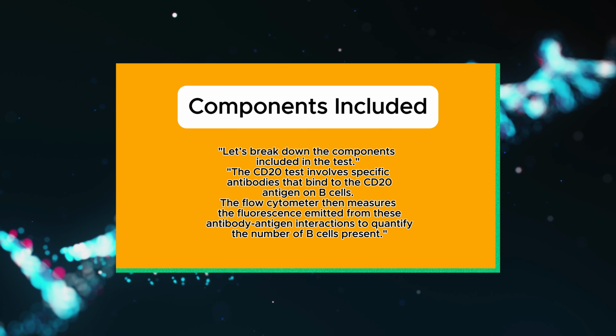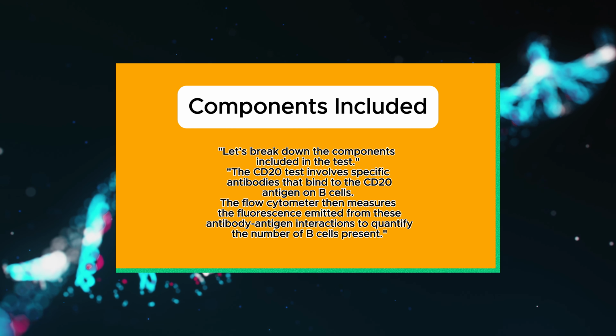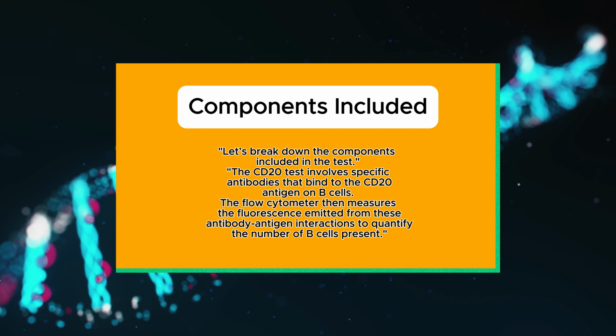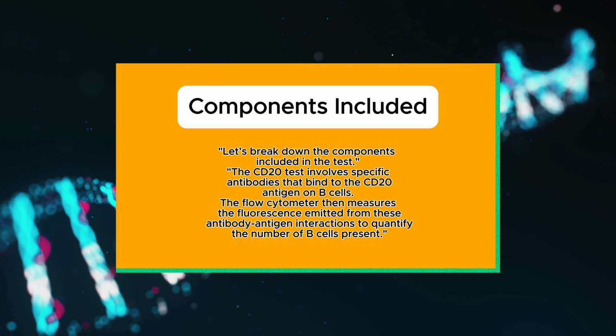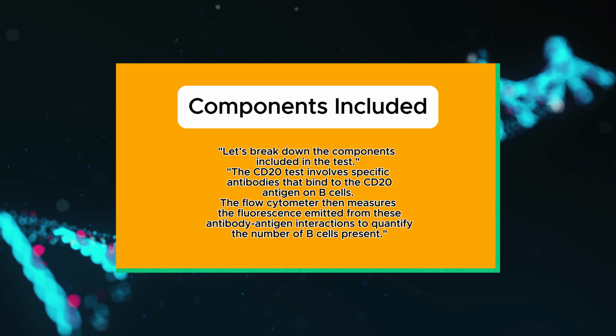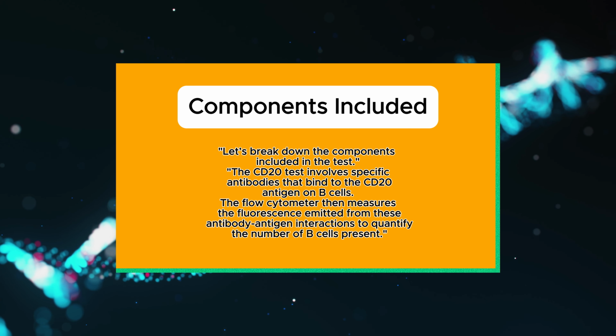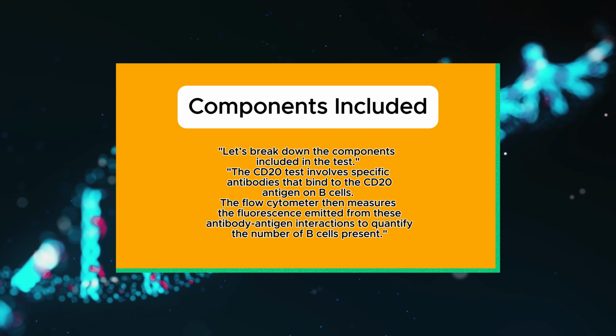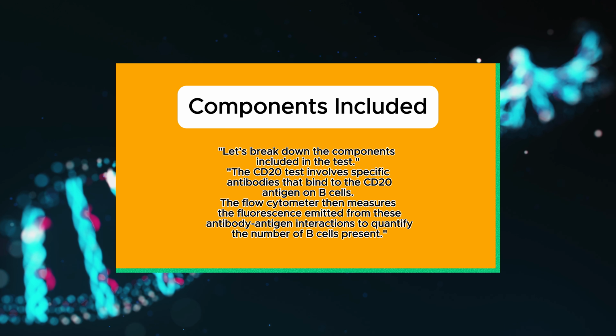Components included. Let's break down the components included in the test. The CD20 test involves specific antibodies that bind to the CD20 antigen on B cells. The flow cytometer then measures the fluorescence emitted from these antibody-antigen interactions to quantify the number of B cells present.